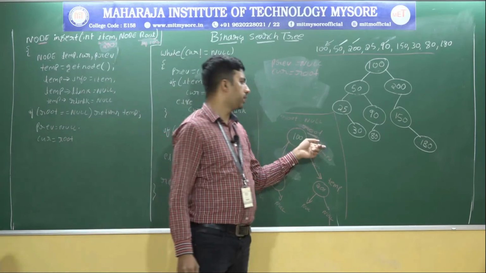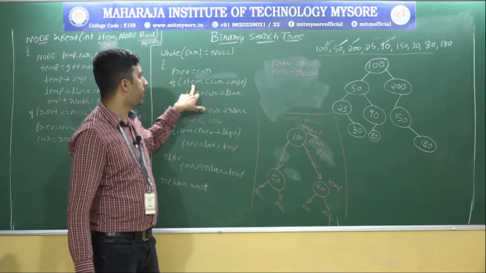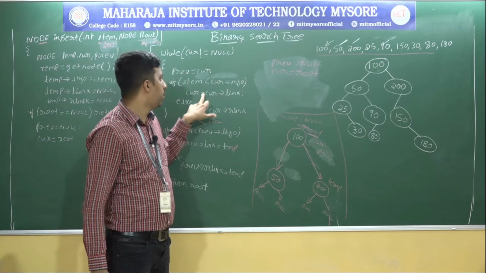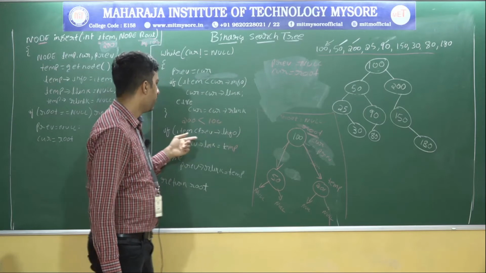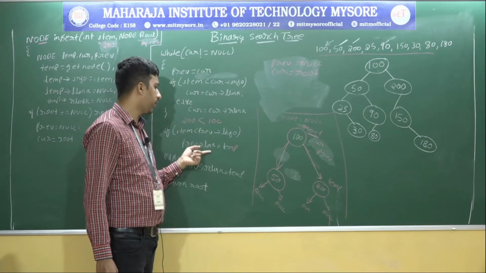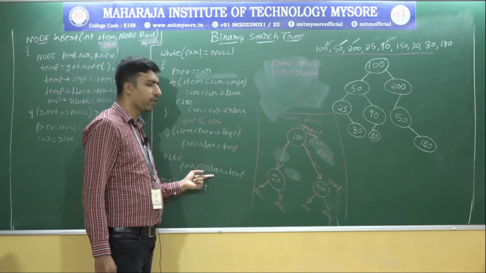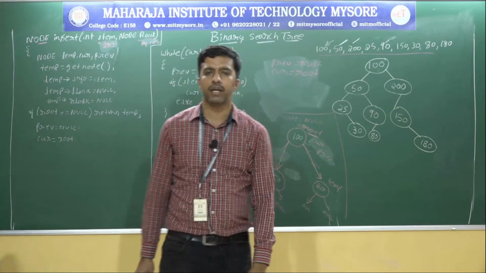I rename the root with the current. Okay, checking that one. If the item is less than the current info, move towards the left. If the item is greater than that one, move towards the right. Okay, check that one. If the previous info is greater than the item, attach it to the left link, otherwise attach it at the right link. This is the binary search tree operations.